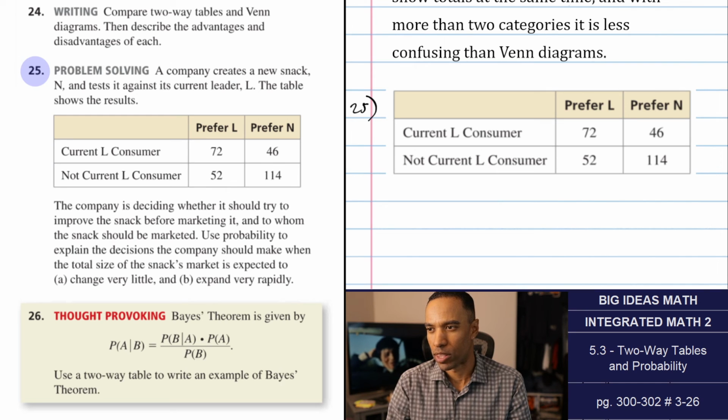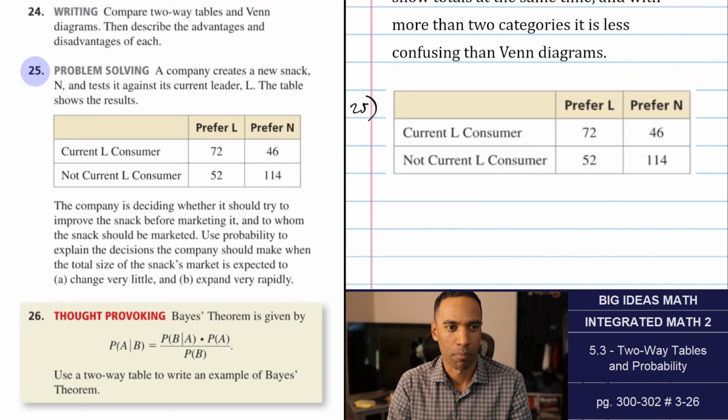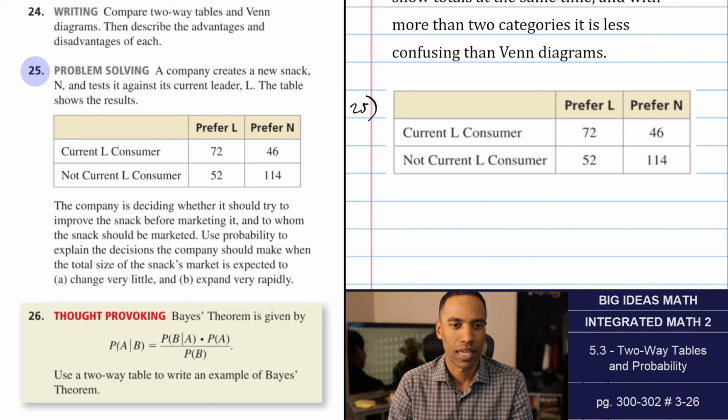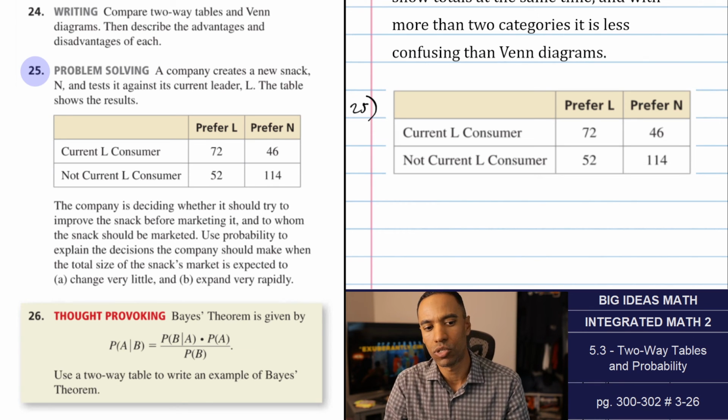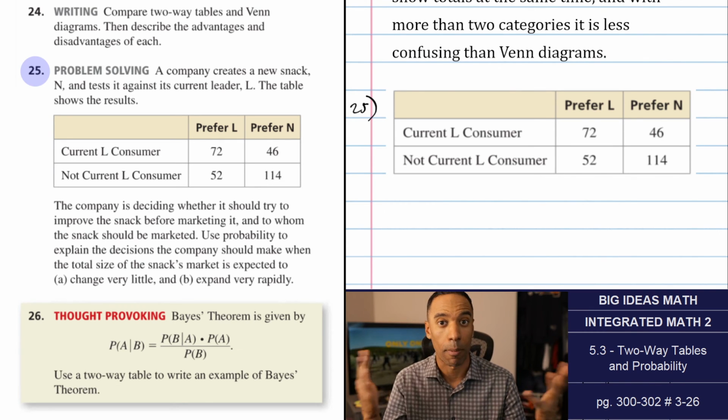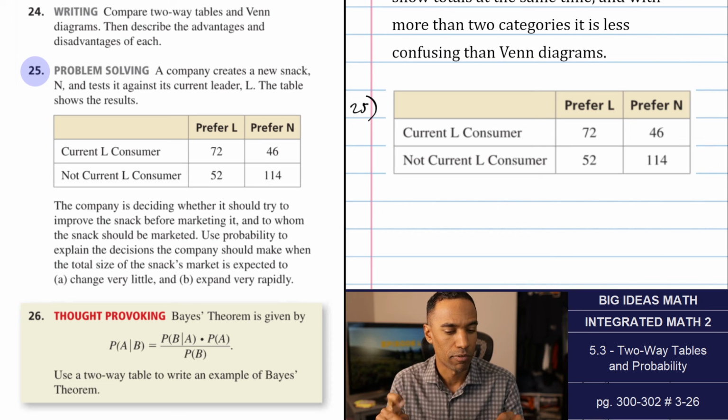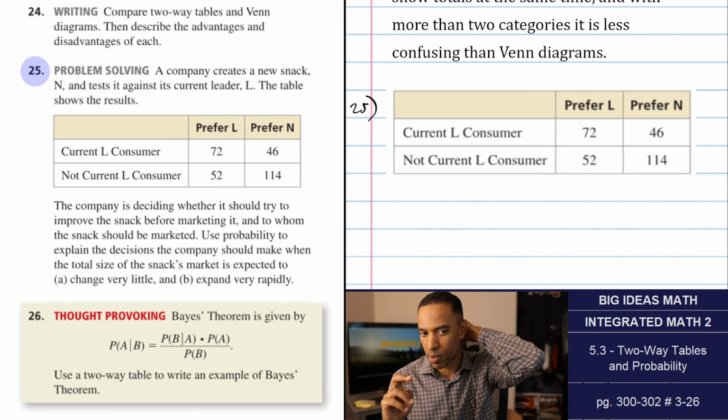Okay, so I feel I kind of misread the problem. I thought they were talking about how they should talk about the marketing and who they should be marketing. They were talking about whether they should try and improve the snack before marketing. So they're talking about should they try and improve the snack. So use probability to explain the decisions the company should make on how much they should improve the snack before marketing if the market is expected to change very little.